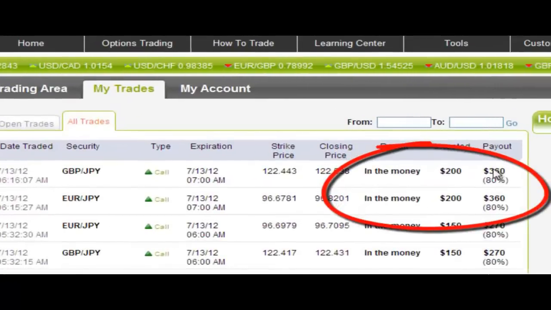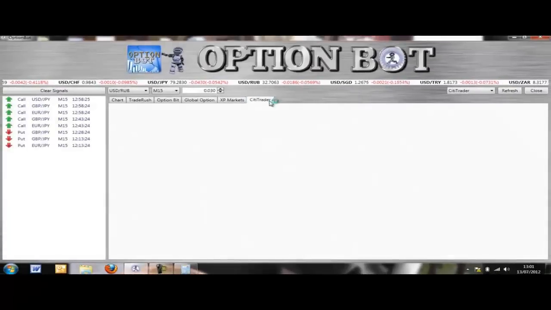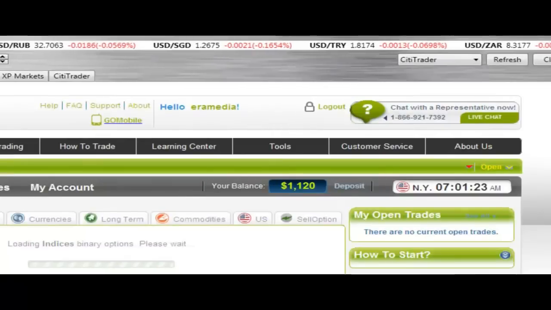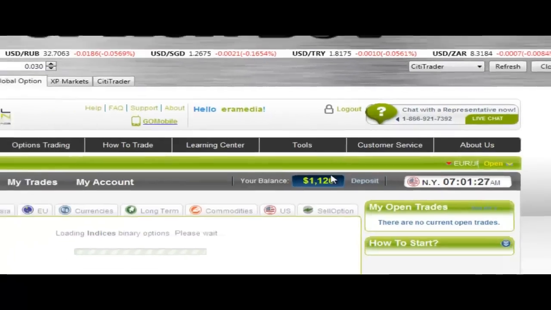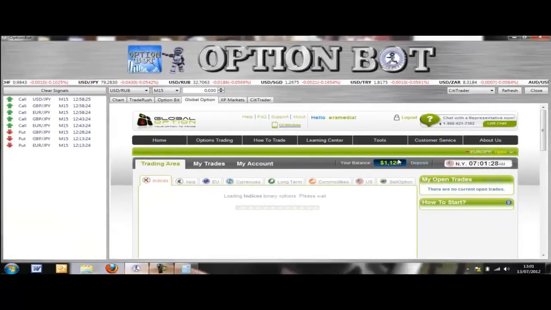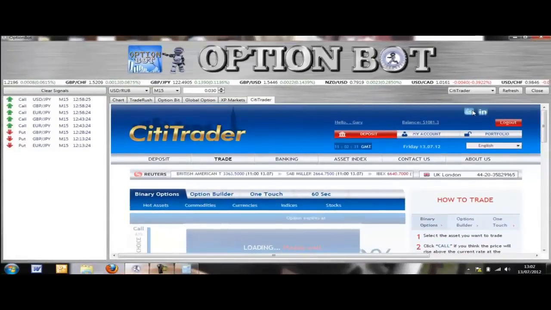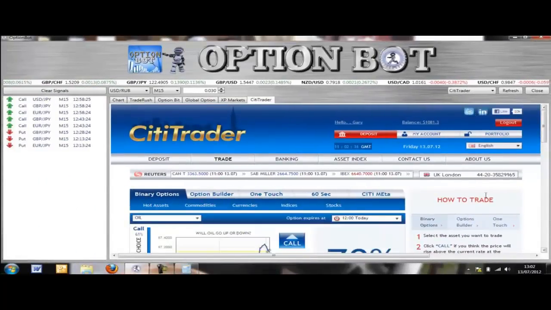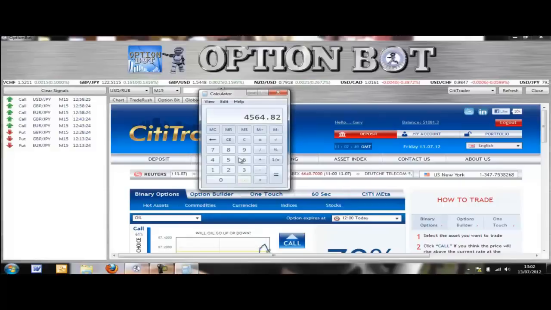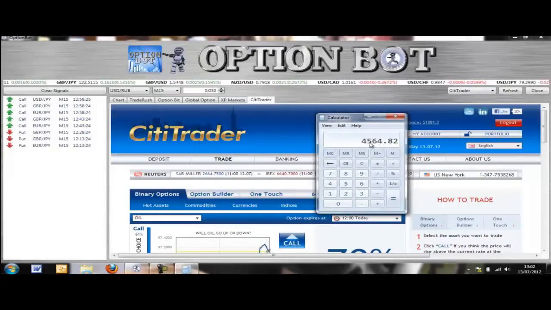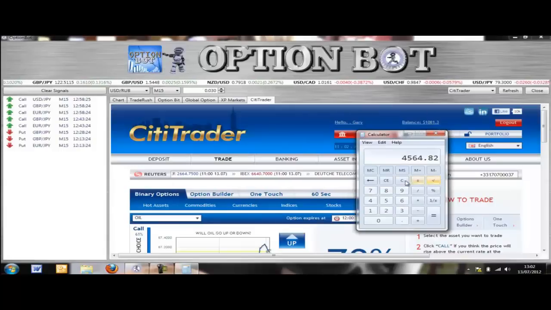Okay, so I'm back and you can see that both trades were successful. I'm showing a profit on Global Option, which has pushed the balance from $800 to $1,120 as you can see here. With CityTrader, I now have a balance of $1,081.30. So I'll bring up the desktop calculator. We started off with a cumulative balance of $4,564.82 as you can see here.